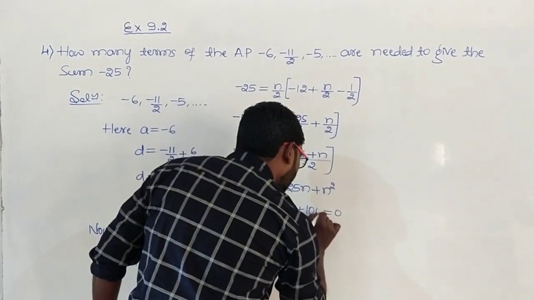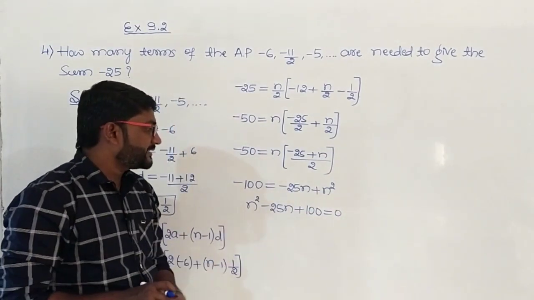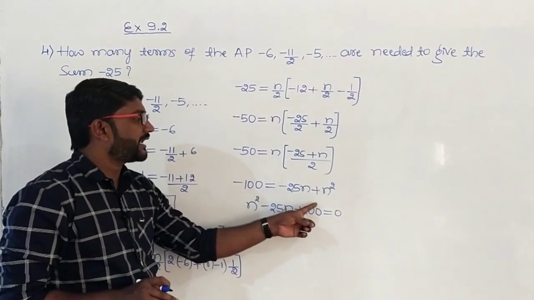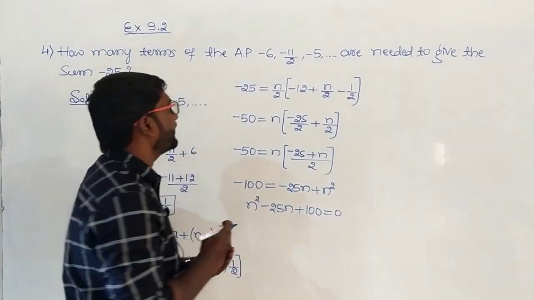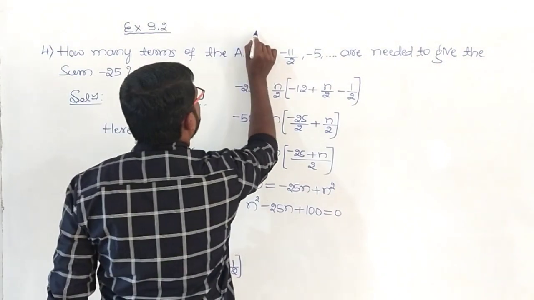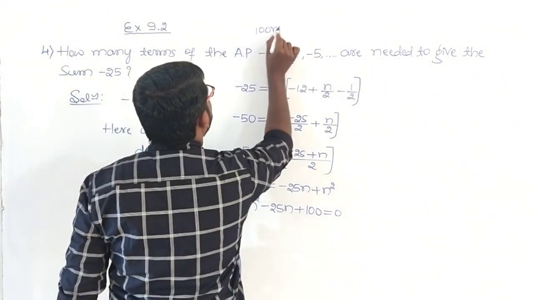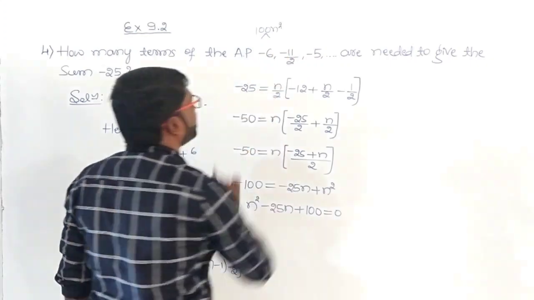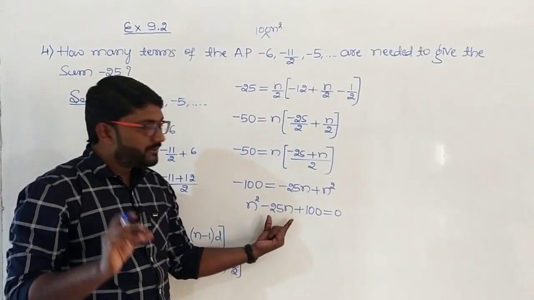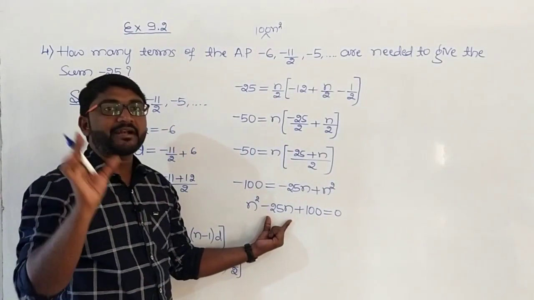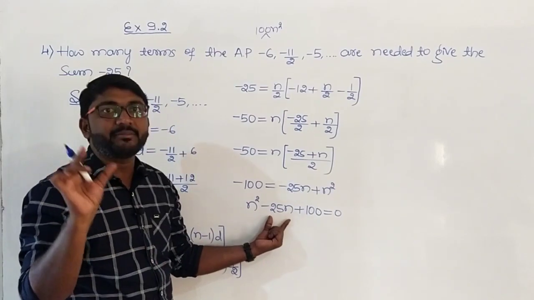So now in the factorization method, multiply the first and last term, the product is going to be 100 n square. Now how do we consider the factors of 100 n square? If we add or subtract the factors, we should get the middle term.